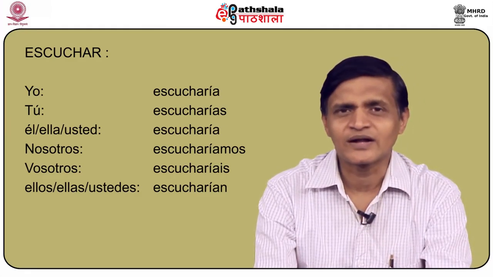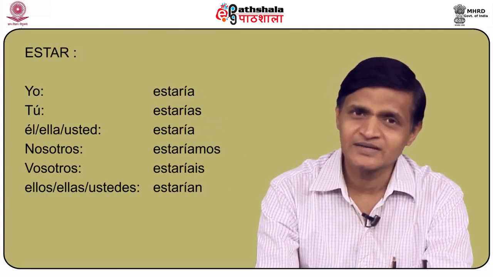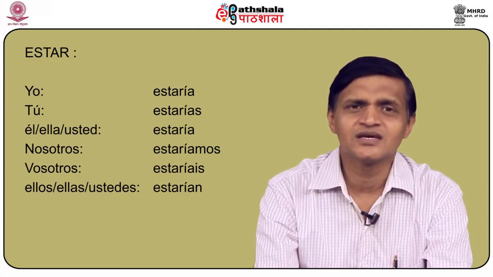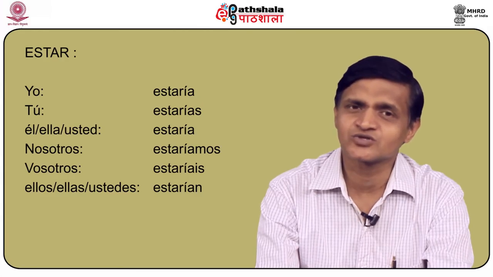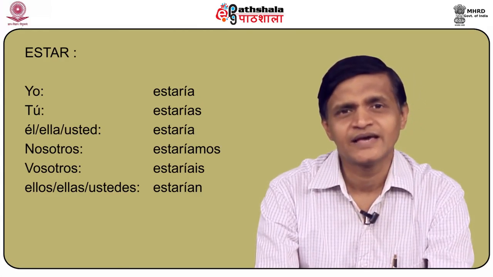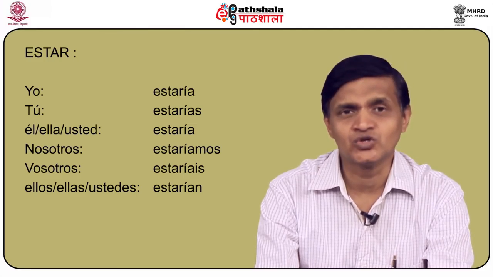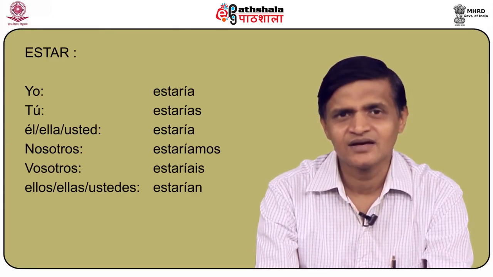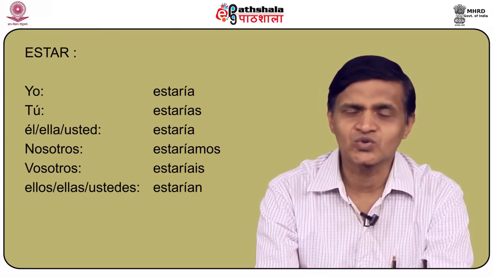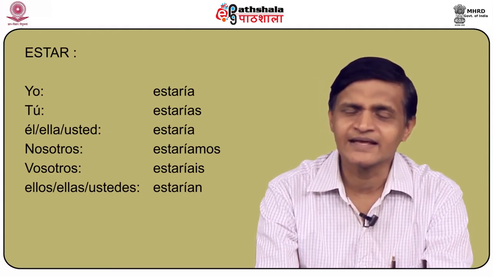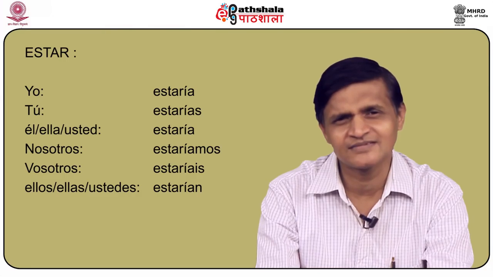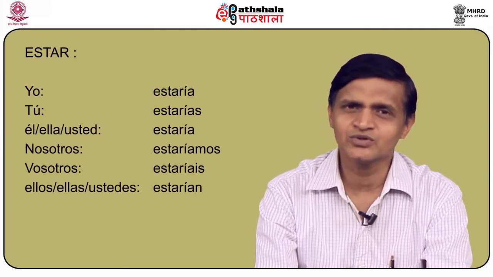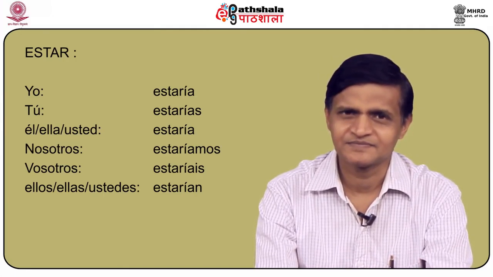We come back again to another important verb, which is estar, which means to be. How do you conjugate estar in the conditional manner? We use it many times, and that is why the conditional tense is also very important for estar. Estar is conjugated in the conditional as yo estaría, tú estarías, él, ella, usted estaría. Nosotros estaríamos, vosotros estaríais, and ellos, ellas, ustedes estarían. I repeat, estaría, estarías, estaría, estaríamos, estaríais, and estarían.